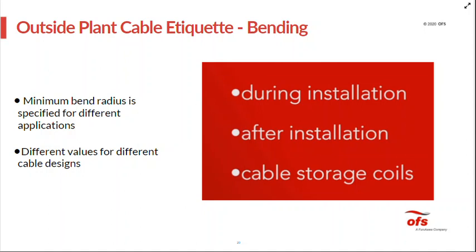I also want to point out that typically different multipliers may be used for different cable designs. For example, we may use a multiplier of 10x for a small loose tube cable. For a small ribbon cable, that multiplier may be 15x. So just be aware that there are different multipliers for different cable designs. Again, it's always best to refer back to the data sheet just to confirm what the requirement is for the cable that's being installed.